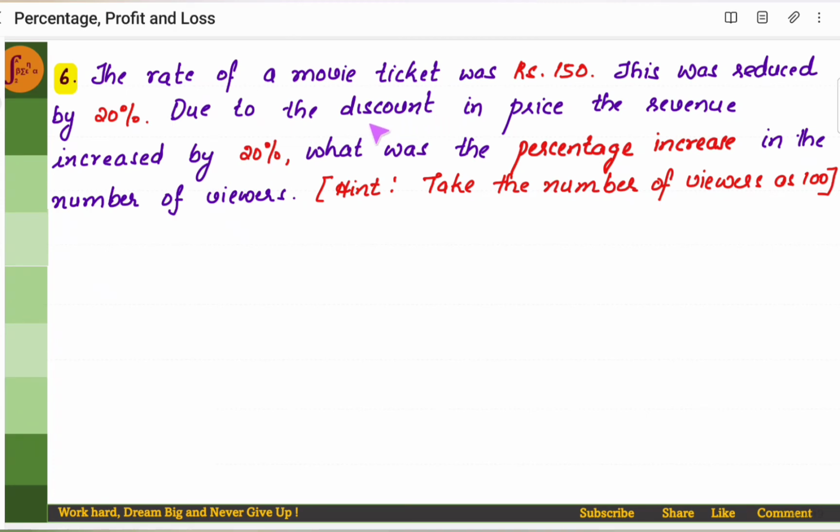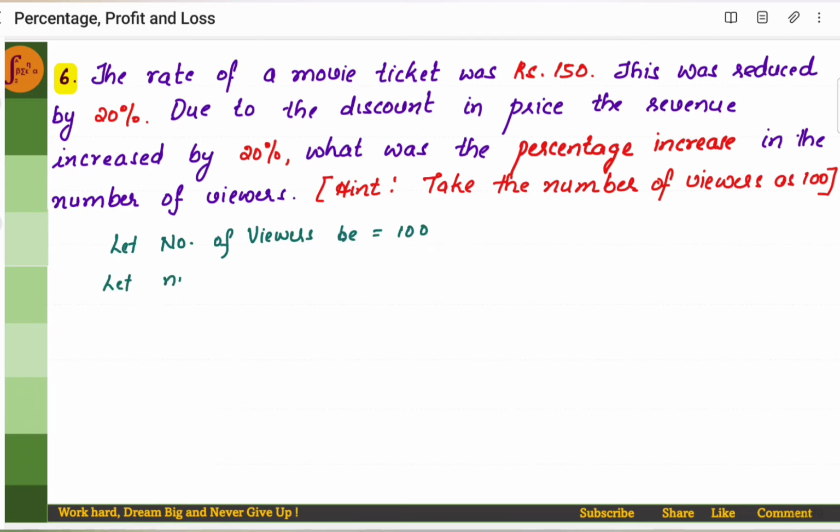Actually, since the ticket prices got reduced, your total earning should have got reduced, but it got increased, which means that the number of viewers buying the tickets have increased. Now, that is what we need to find. Here, the clue is to take the number of viewers as 100. So let the number of viewers be 100.